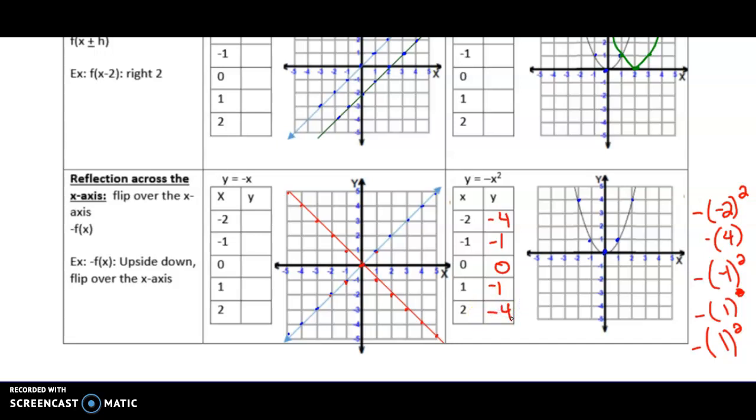Okay, that's one way to do it, or you can just think of the reflection. Negative out front made the whole equation negative, so it's going to reflect it upside down. So this point up here was up 4, now it's going to be down 4. Up 1, straight down 1. (0, 0), (1, -1), and (-2, -4).